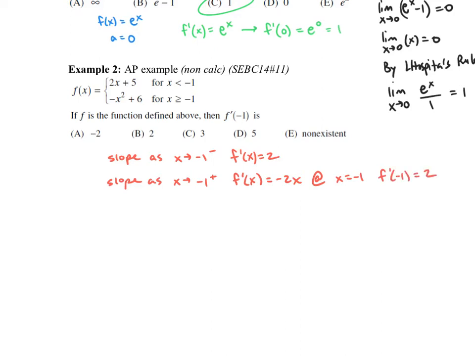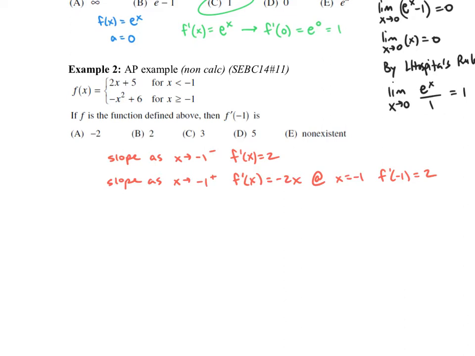Now, what you're seeing here is that the slope on the left of -1 and the slope on the right of -1 is the same. However, we have not confirmed that it's continuous. So if it's continuous, our derivative is positive 2. If it is not continuous, then there is no derivative that can exist, because continuity is necessary for us to be able to at least start to analyze a derivative.